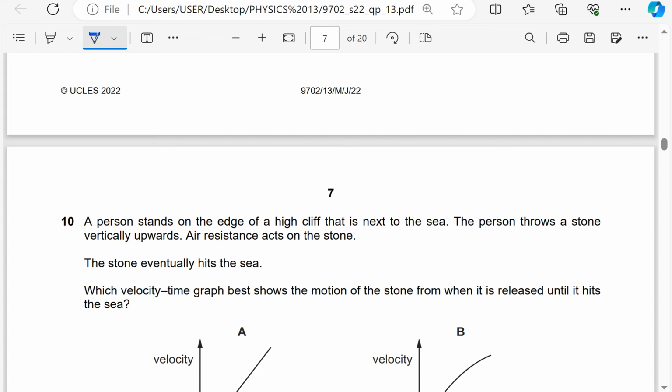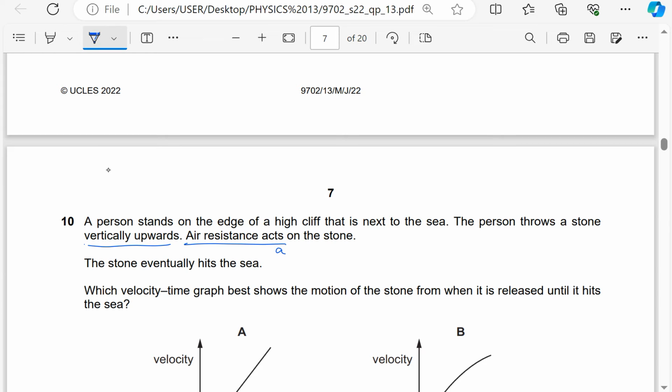A person stands on the edge of a high cliff that is next to the sea. The person throws a stone vertically upwards. Air resistance acts on the stone. What does that mean? If air resistance acts on the stone, it means the velocity must actually be decreasing.